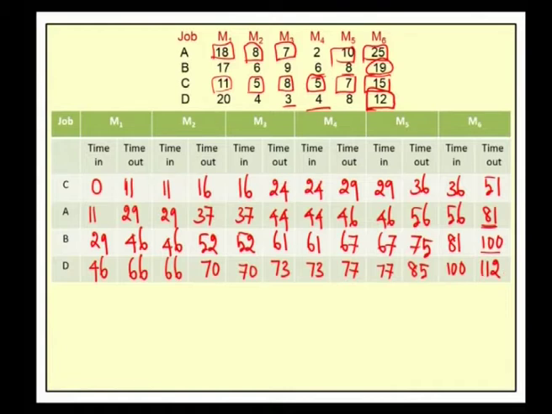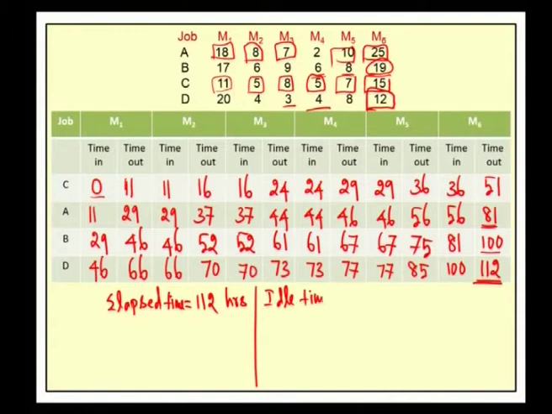So, for the given problem, all the jobs, starting from the first job and completing the last job, take 112 hours. Therefore, the time in between starting the first job and completing the last one, that is the total elapsed time, is 112 hours. So, the minimum elapsed time for the given problem is 112 hours. Next, we are interested in finding the idle time of each and every machine.